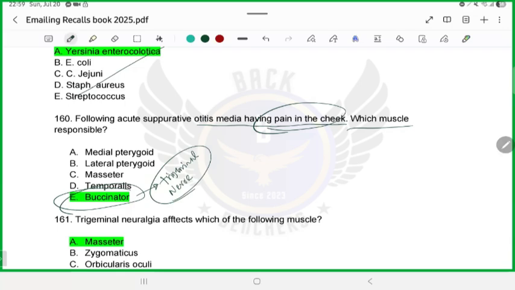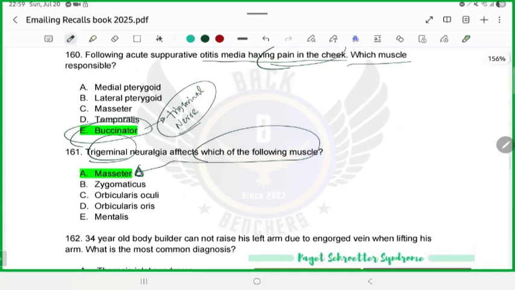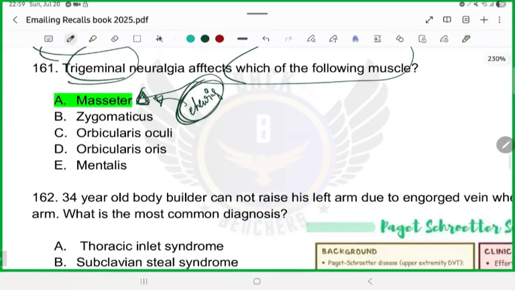Sensory supply, trigeminal nerve. And trigeminal neuralgia will affect which of the following muscles? Masseter. Okay. Just memorize it because you will have pain during chewing. Pain during chewing. So trigeminal neuralgia will affect this nerve.